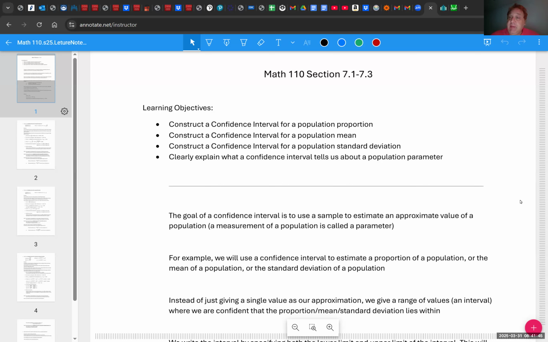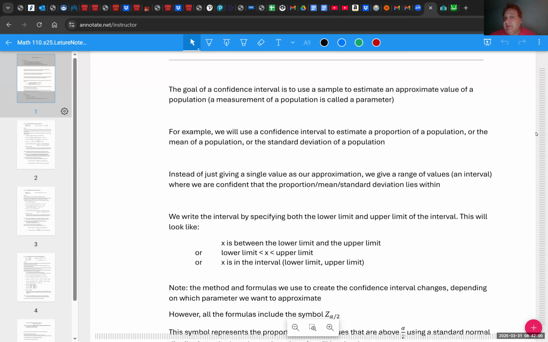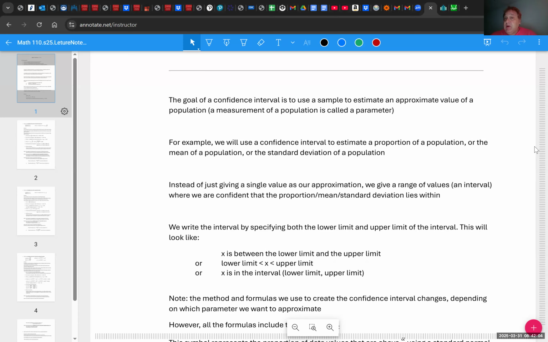Okay, so let's just give a little background on what a confidence interval is and how to think about it, and then we'll do some examples of each of these, proportions, means, and standard deviations, for those learning objectives. Okay, so the goal of a confidence interval is to use a sample to estimate the approximate value of a value of a population.